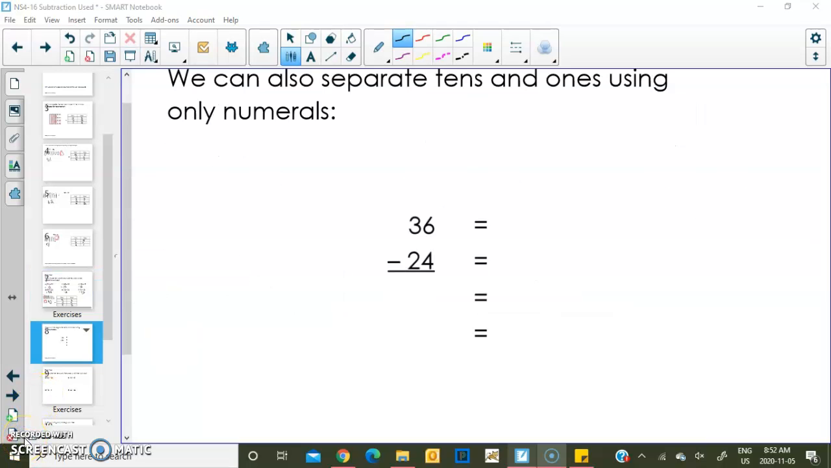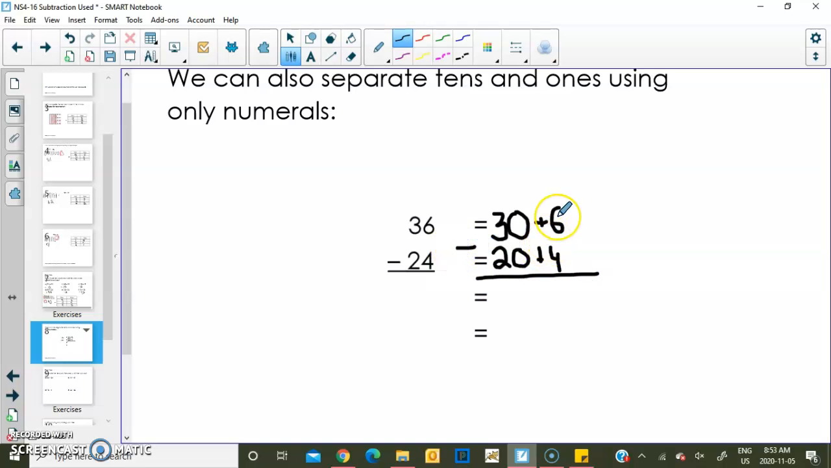Okay, grade 4s, another strategy we can do when we are subtracting is we can separate the tens and ones using only numerals. Okay, so to do this for 36, we have 3 tens, which equals 30, and we have 6 ones, okay? For 24, we know we have 2 tens, which equals 20, and we have 4 ones, okay?